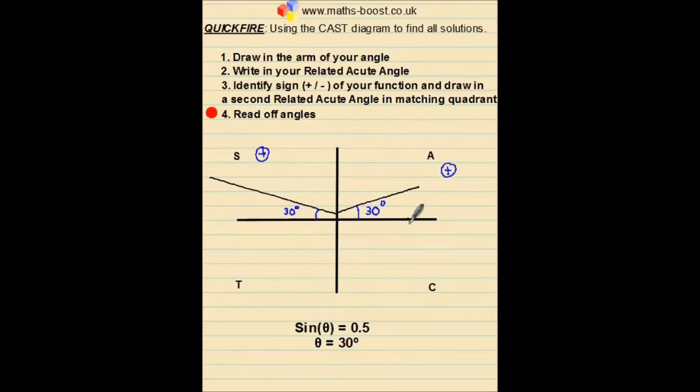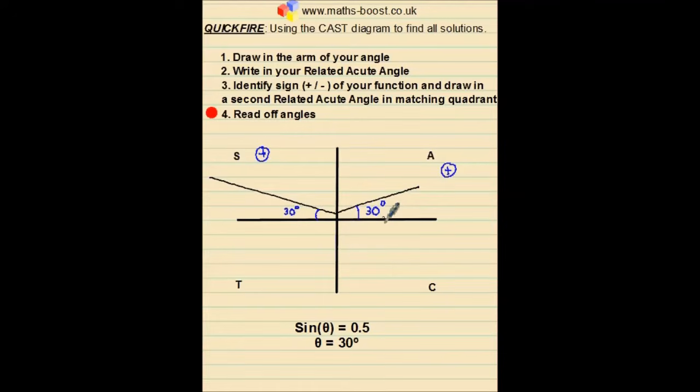Step 4, read off our angles, starting from the positive x-axis, rotating counterclockwise for positive angles. 30 degrees, 150 degrees, cycle around through 360 to give us 390 degrees, 510 degrees, and cycle around as many times as is necessary to build up your solutions.